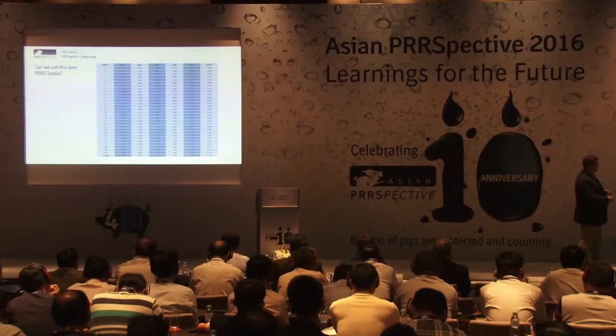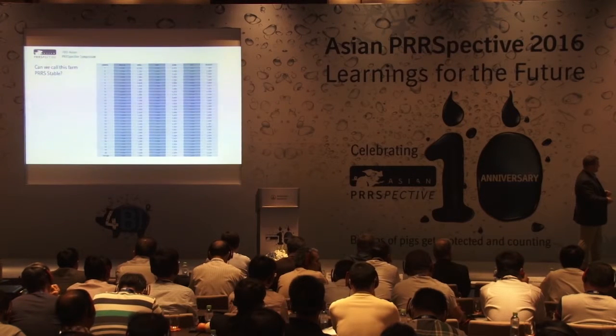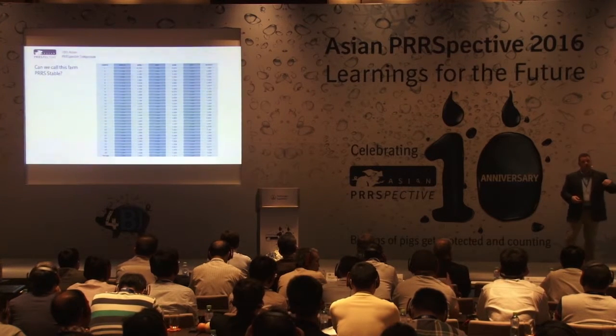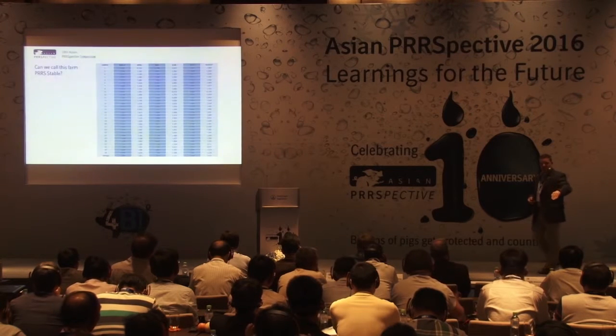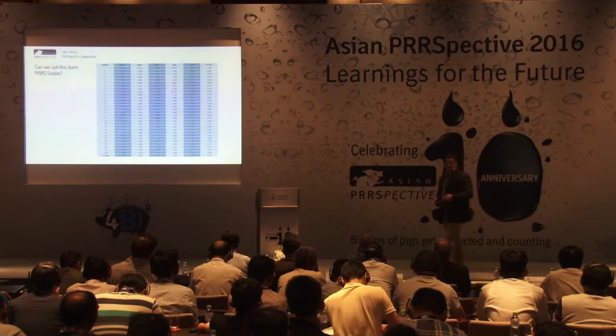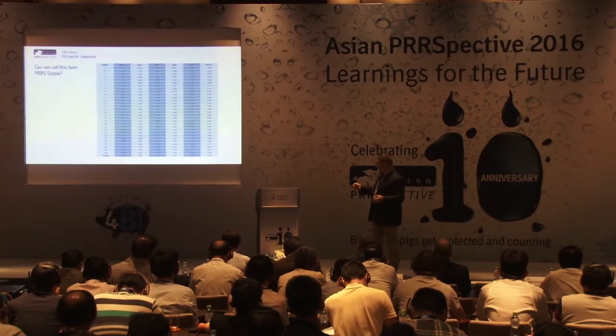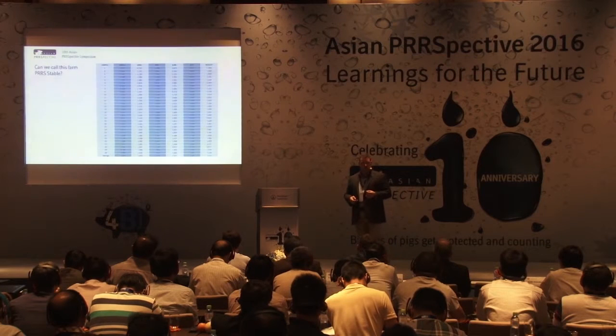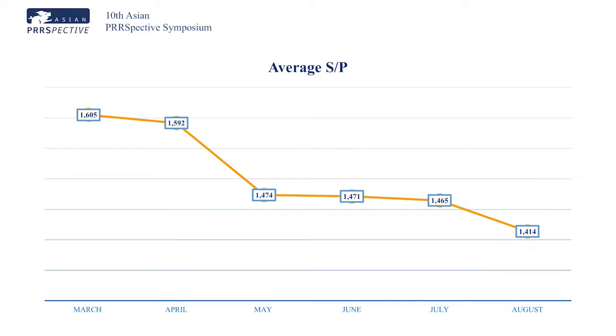April and May, our average S to P ratio has dropped. June, our average S to P ratio drops again. Likewise in July and August. So through these 6 months, our average S to P ratio has been going down every month. So the question is, can we call this farm PRRS stable? I would argue that a decreasing S to P ratio in sows is a good sign, but it really doesn't tell me a whole lot. What I really need to know is what's going on in my pigs.